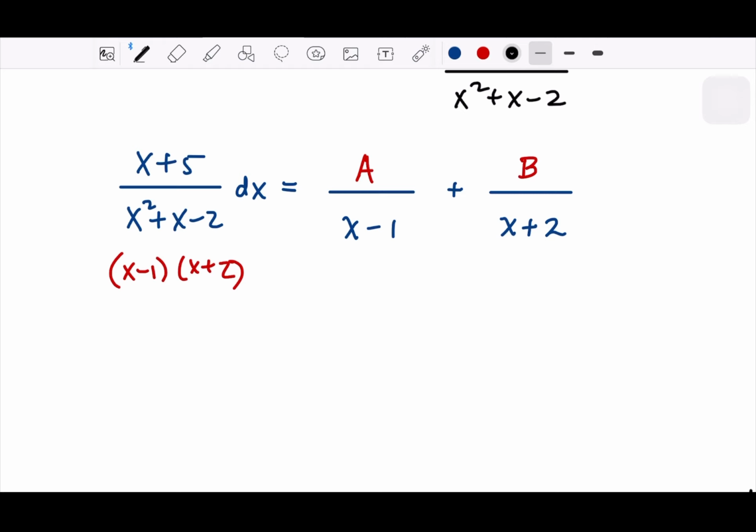For example, we start from x minus 1 multiplied by x plus 2, and then we divide this by x minus 1, it's x plus 2, and we need to multiply by a. So that's going to be in this equation. I hope you get my point. The point is, this x plus 5 will be equal to a times x plus 2 plus b times x minus 1. There are several ways to solve this. I think this is just a simple equation.